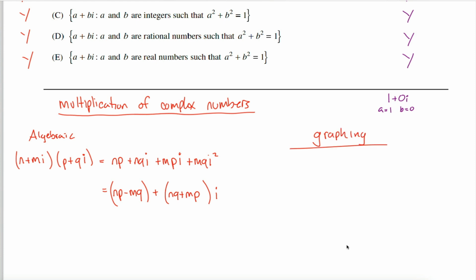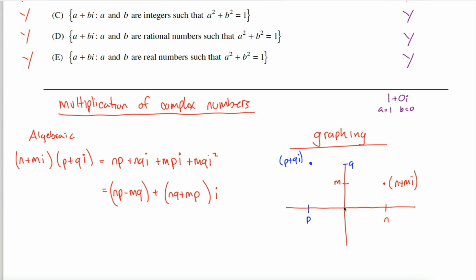I can plot complex numbers by plotting the real part on the x-axis and the imaginary part on the y-axis. So if this is n maybe, and this is m, the complex number n plus mi would be right here. And maybe I'll make p negative and put q way up here. Then the complex number p plus qi would be up here. And a cool consequence of this interpretation of complex numbers is that we can multiply them by just considering the vectors represented by these points.